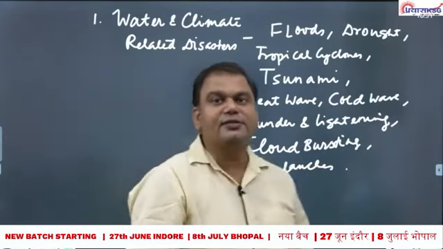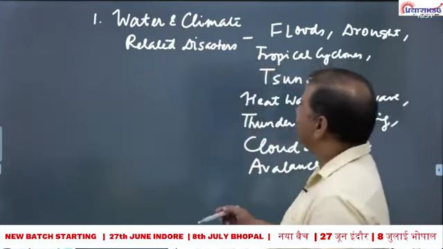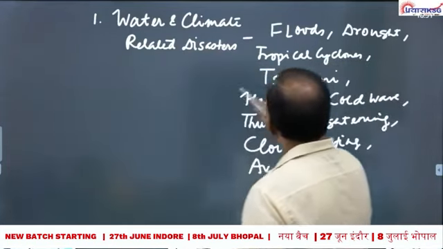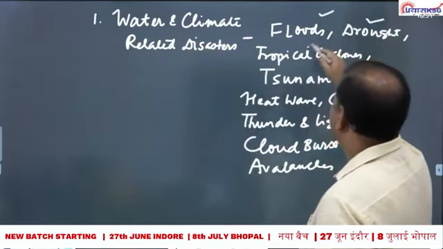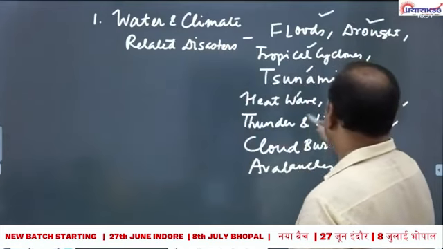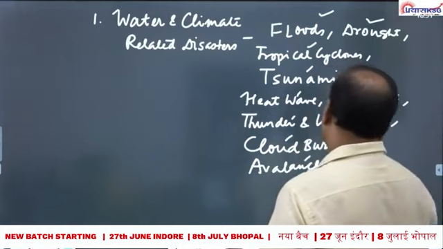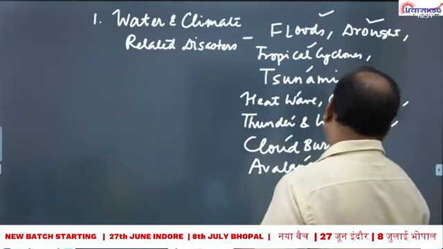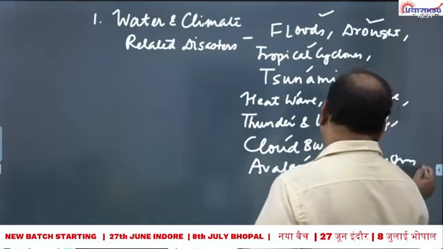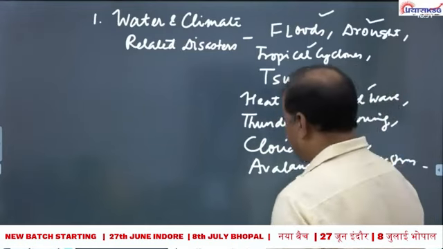So all these fall under the first category. Clear? So water and climate related disasters: floods, droughts, tropical cyclones, tsunami, heat wave, cold wave, thunder, lightning, cloud bursting, avalanches, all these. And even dust storm has been classified as a disaster in India. So all these are under the first category.